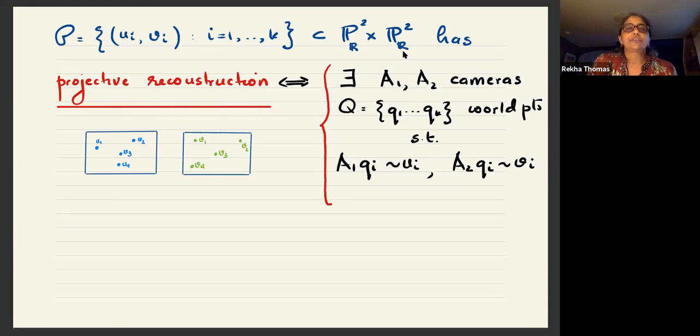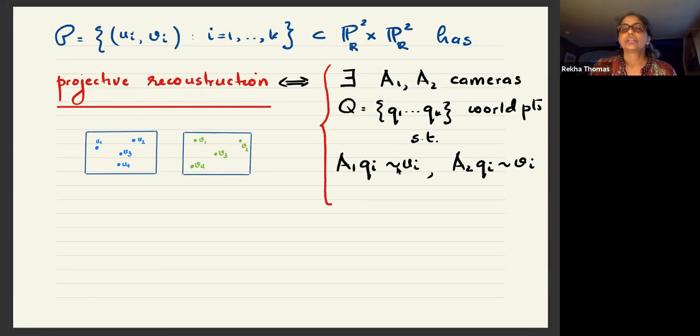All right, so here's the first type of reconstruction you can do. You can do what's called a projective reconstruction. And a projective reconstruction just means the following. I need to find two cameras, A1 and A2, projective cameras, and world points, which we're going to collect into this big Q. So it's a set of points Q1 through QK. They live in P3. And they must image to these U's and V's. So in other words, when I apply camera 1, A1 to QI, I should get UI. And when I take A2 times QI, I should get VI. And the squiggle here, this tilde here, just means equality in projective space.